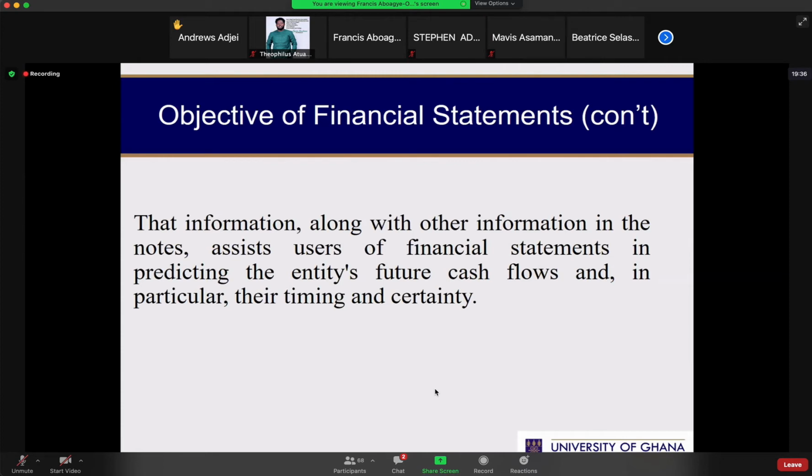Yes. So the information provided is to help users to predict future cash flows, and we are looking in particular at the timing and sensitivity. Why is it necessary to look at the timing and sensitivity? Yes, Kelvin. So that maybe investors could be able to make decisions as to whether to invest at a particular time or not.